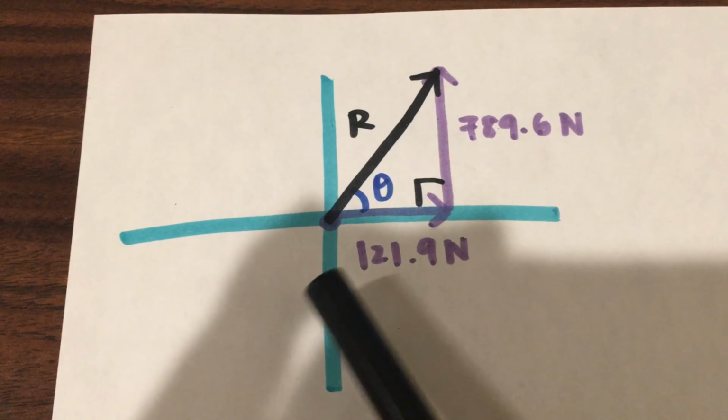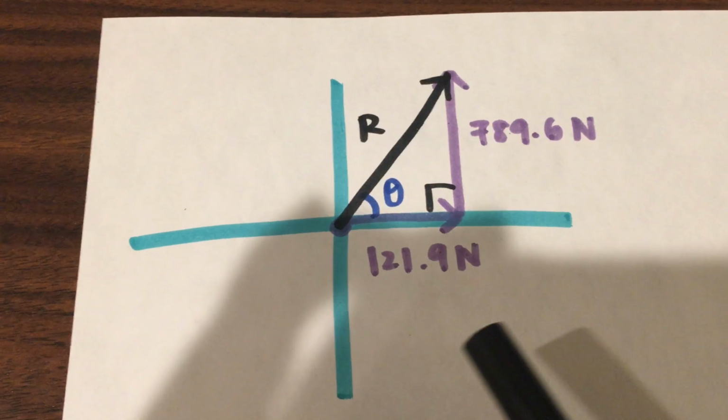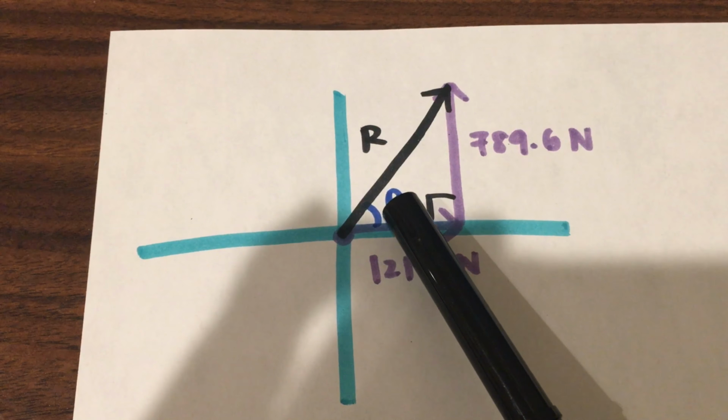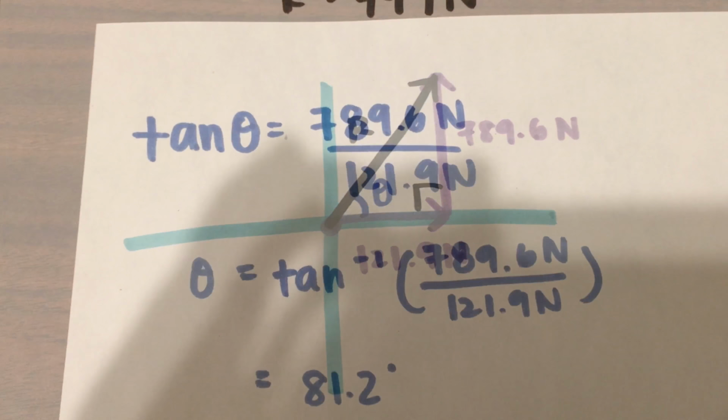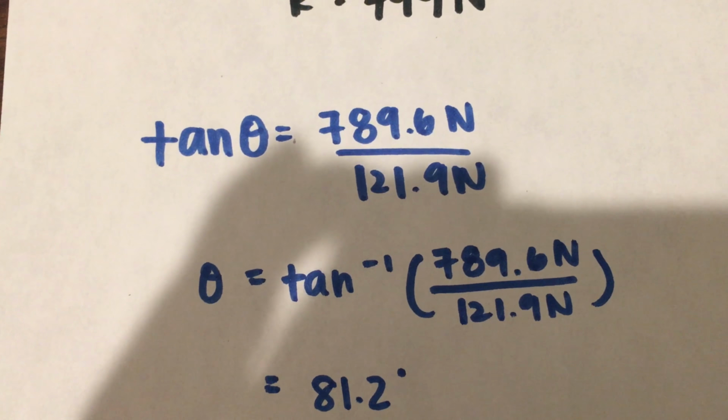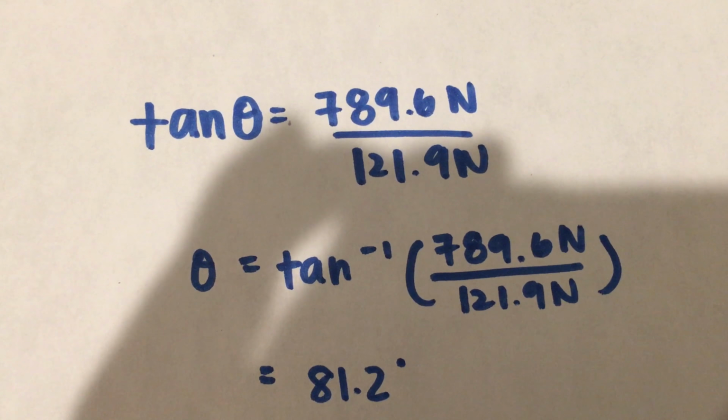To find the angle at which our force is going, we can use tangent of this angle equals opposite over adjacent. Once we do that math, we find that the angle is 81.2 degrees.